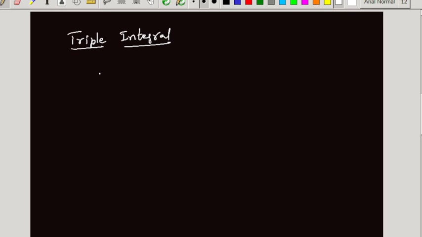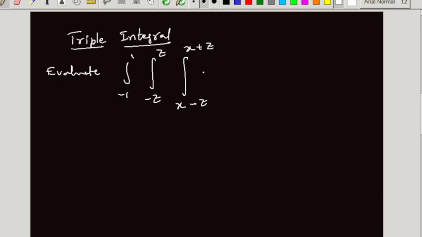We discuss about triple integral. Evaluate the integral from minus 1 to 1, integral from minus z to z, integral from x minus z to x plus z, for the function x plus y plus z, dy dx dz.